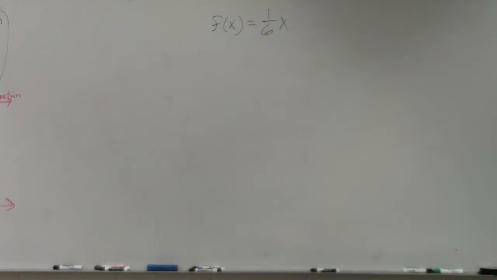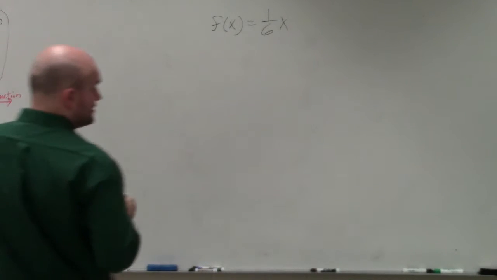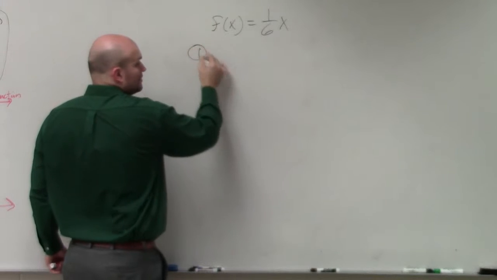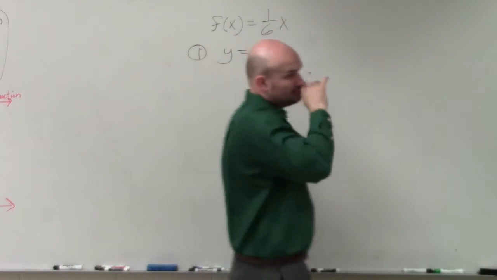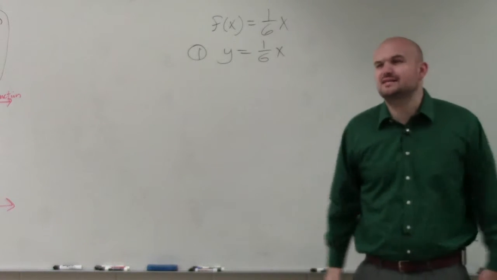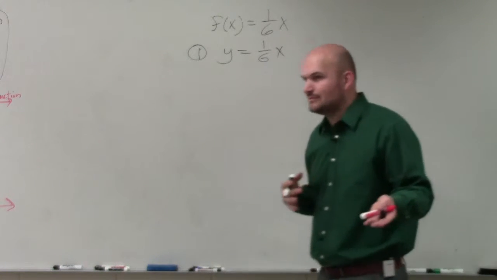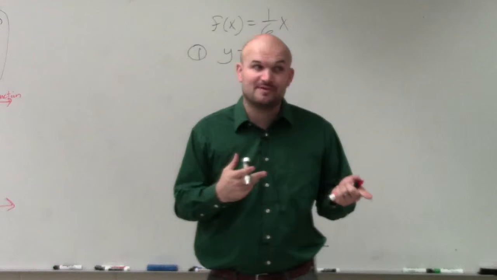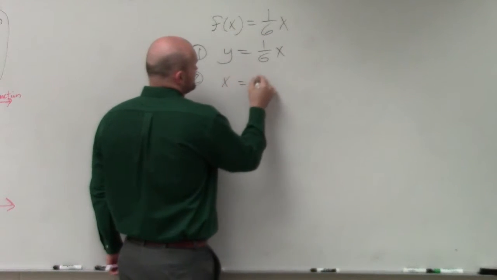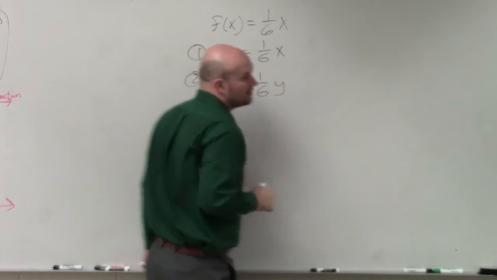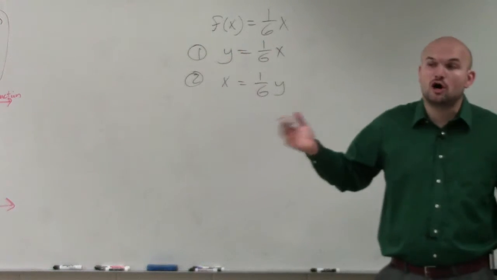So again, the steps. First thing you guys had to do, everybody should have done this. First step is just replace f of x with y. You don't have to, but it's just easy. A lot of times we like to swap them out, because now it's much easier to swap the x and y. Step number 2, swap your x and your y variables. Step number 3, solve for your y variable.